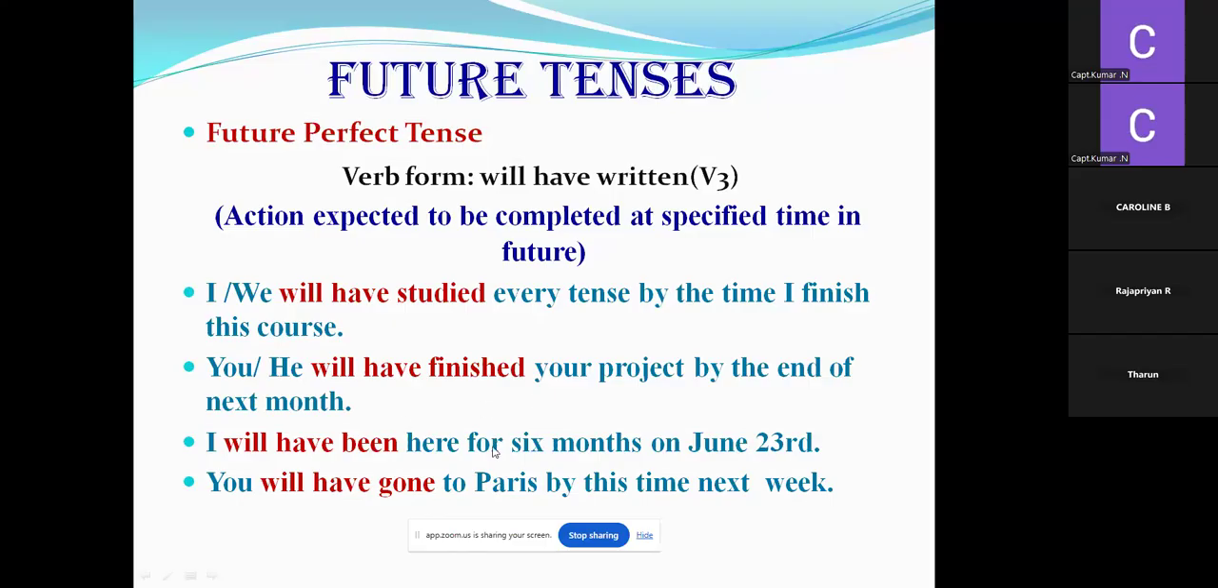I will have been here for 6 months on June. So here we are mentioning the particular time and also the duration which will be completed. You will have gone to Paris by this time next week. So the exact time, next week, is mentioned when the action will be completed.